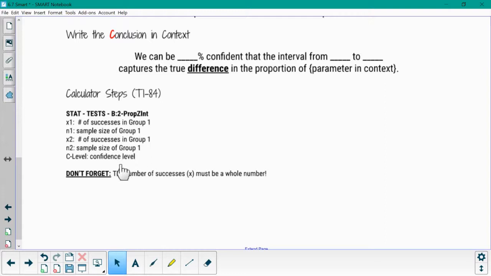One thing to remember with the calculator, if you enter in a decimal number for x, if you enter in something like 2.7 or 2.8, it's going to give you an error. That number has to be a whole number in order for your calculator to correctly calculate the confidence interval.